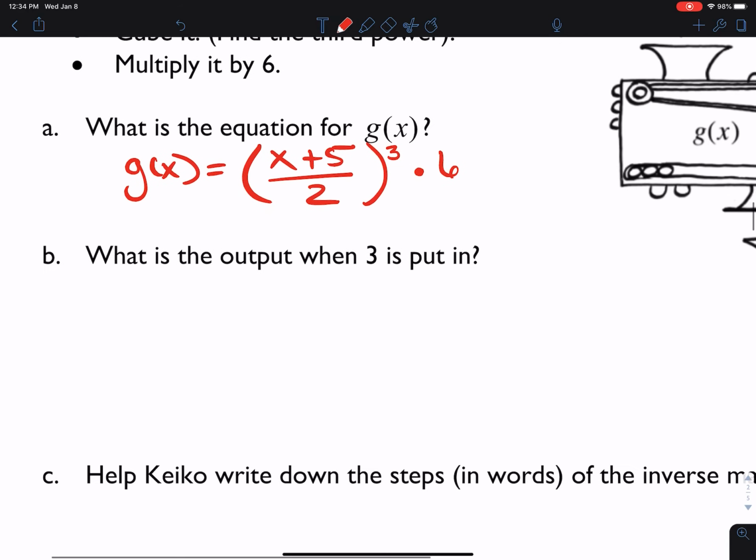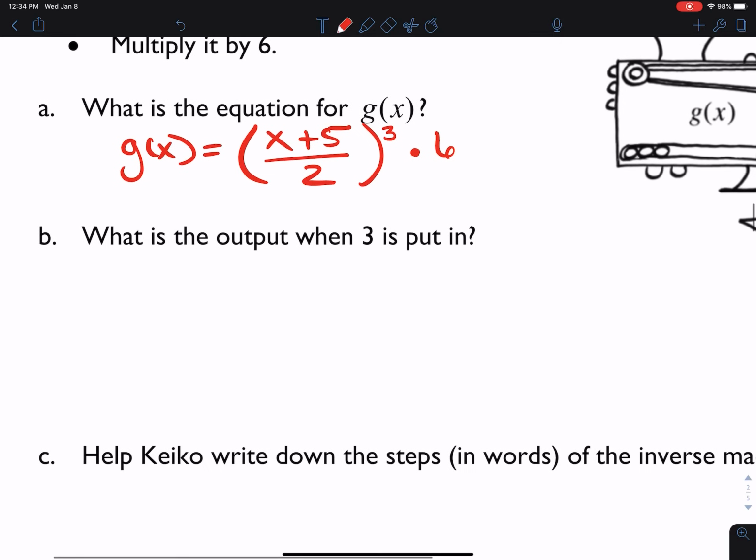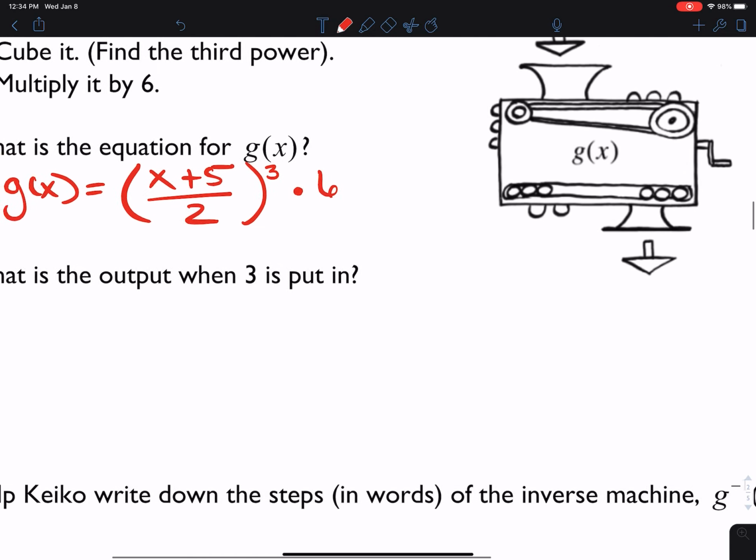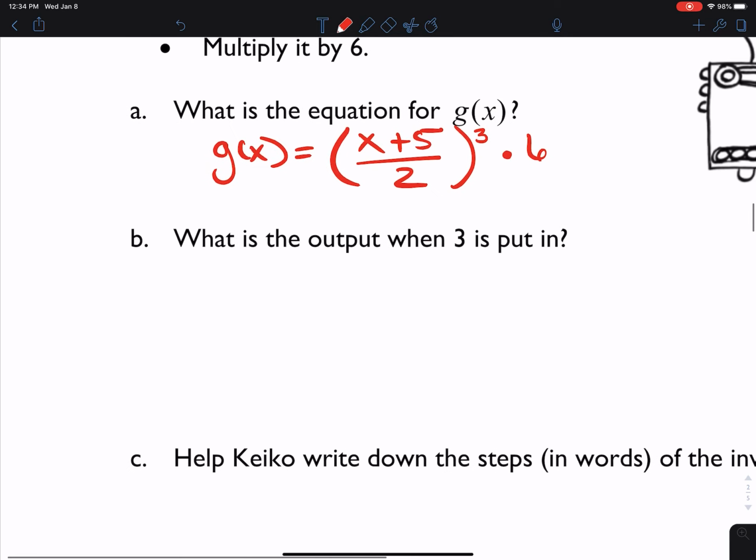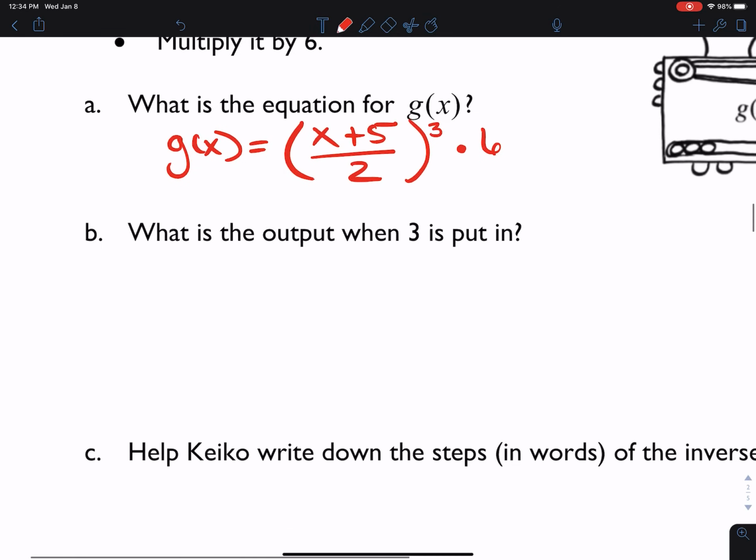Okay, now, in B it says, what is the output when 3 is the input? So let's see. Another way of thinking about this question is they're asking, what is g of 3? So then I get 3 plus 5, that's 8. Half of 8, that's 4. 4 cubed, oh, that's a big number. 4 times 4, 16. 16 times 4, that's 64. That's what this is, a 64.